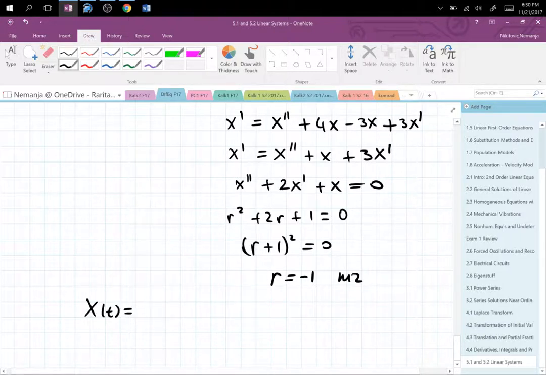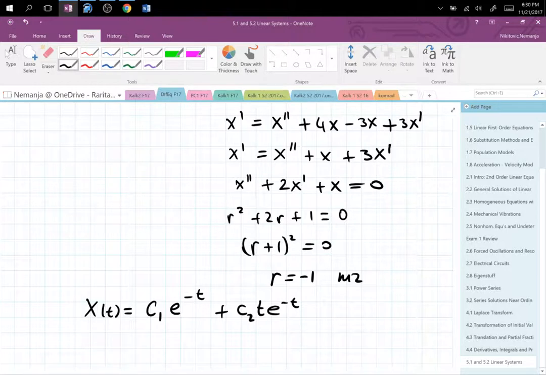See, this is your question. What's the goal? The goal is to get this c1 e to the negative t plus c2 t e to the negative t. So that was your goal. But we are not nearly done. We have to figure out y.